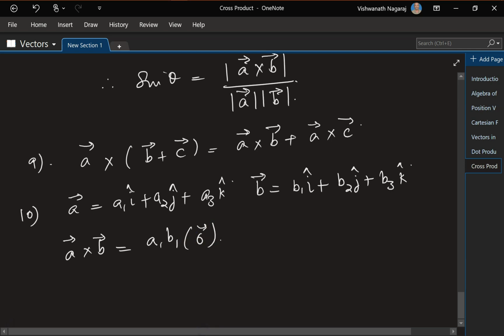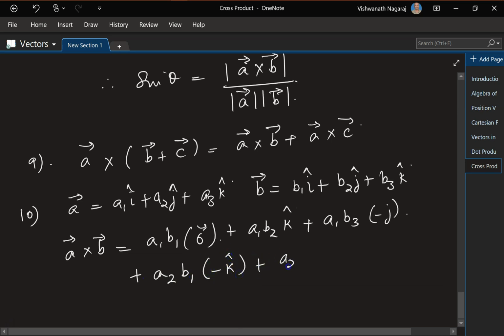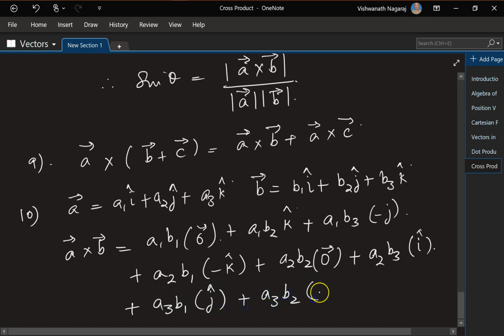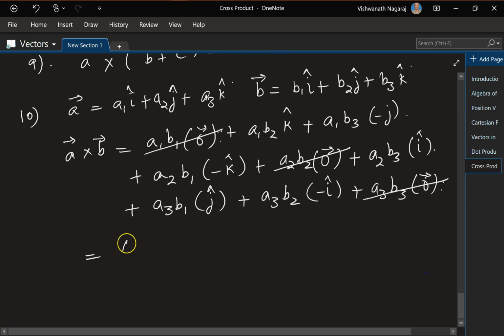Why? Because I cross I is 0, plus A1 B2 K, plus A1 B3 minus J, plus A2 B1 minus K, plus A2 B2 0, plus A2 B3 I, plus A3 B1 J, plus A3 B2 minus I, plus A3 B3 0.